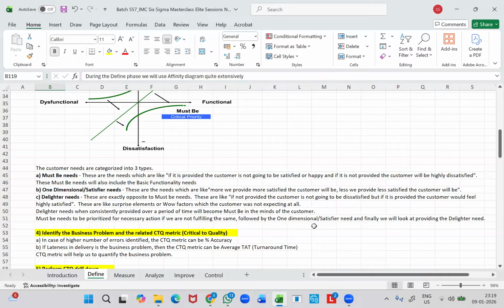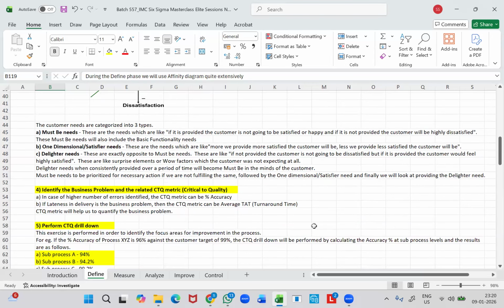So in case we are faced with a higher number of errors as the business problem, then the CTQ metric that we can consider for improvement will be percentage accuracy. Or if you find lateness in delivery of the output to the customer being the key business problem, then the CTQ that we can plan to improve will be average turnaround time. And then once we identify the CTQ metric, the next step would be to perform the CTQ drill down exercise.